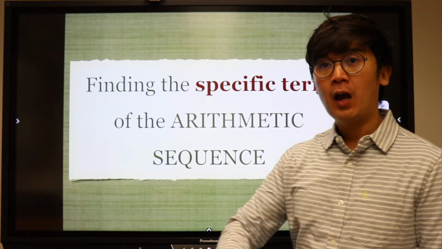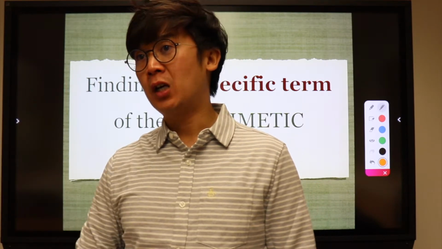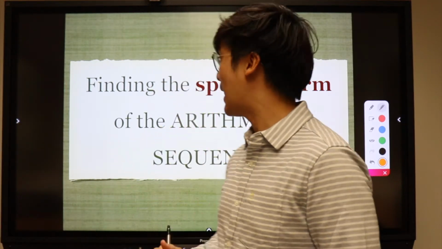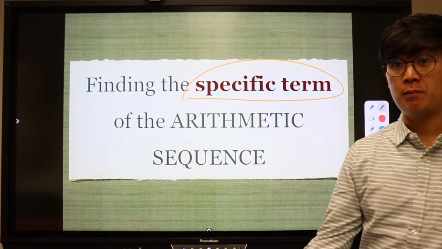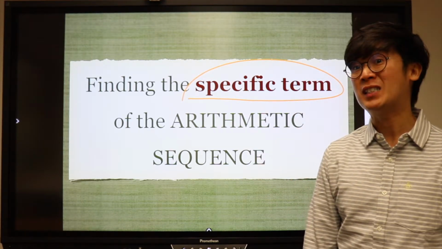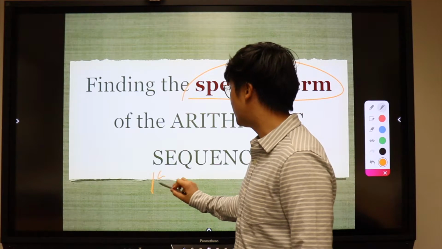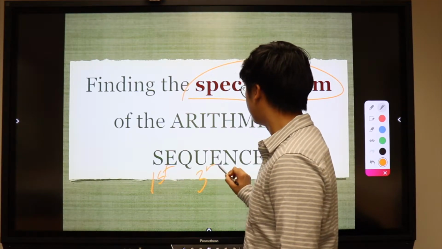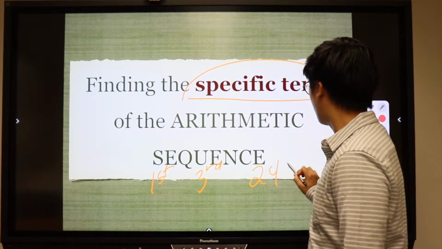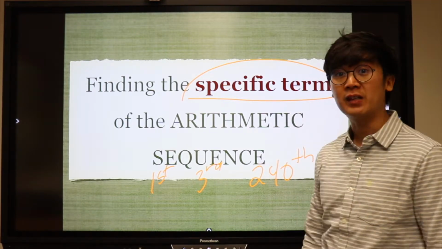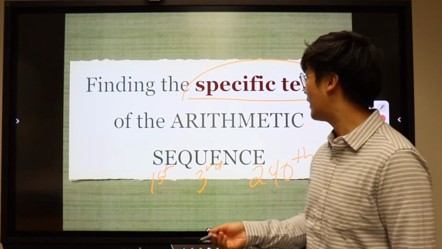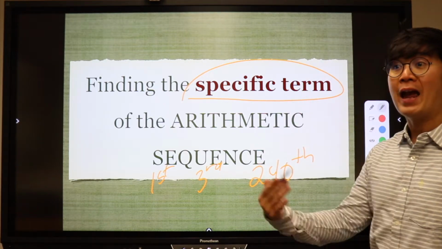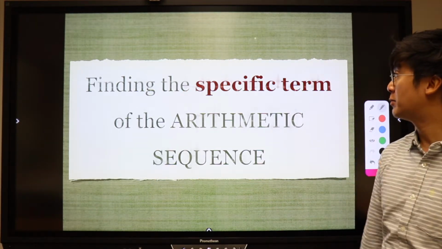Now, we've learned how to find the nth term of the arithmetic sequence. Now, we're looking for the specific term in the sequence. And when we say specific term, it could be the first, it could be the third, it could be the 240th term of the sequence, and you're able to do this using your formula. So that is what we're going to be looking for now. And how are we going to answer problems like this?